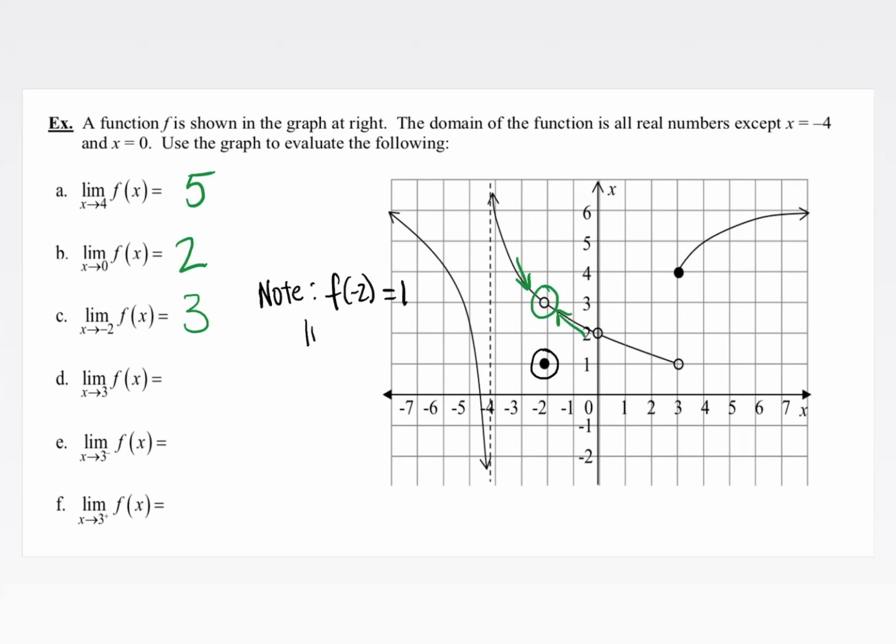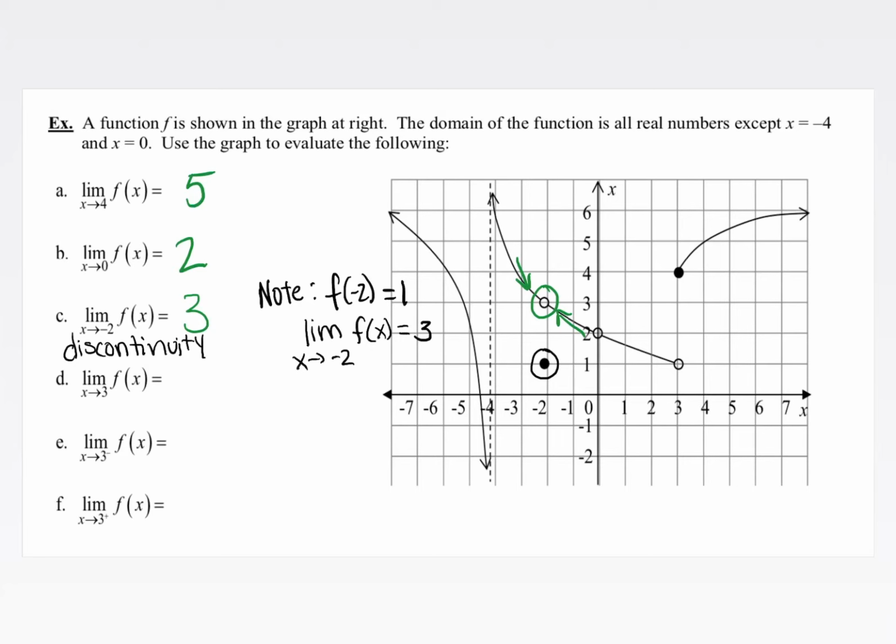But the limit as x approaches negative 2 of f of x, if we're looking on our graph at where those curves lie, gives us that positive 3. So we have two different things. Because we have two different things here, this is called a discontinuity. We will talk more about that in future topics.